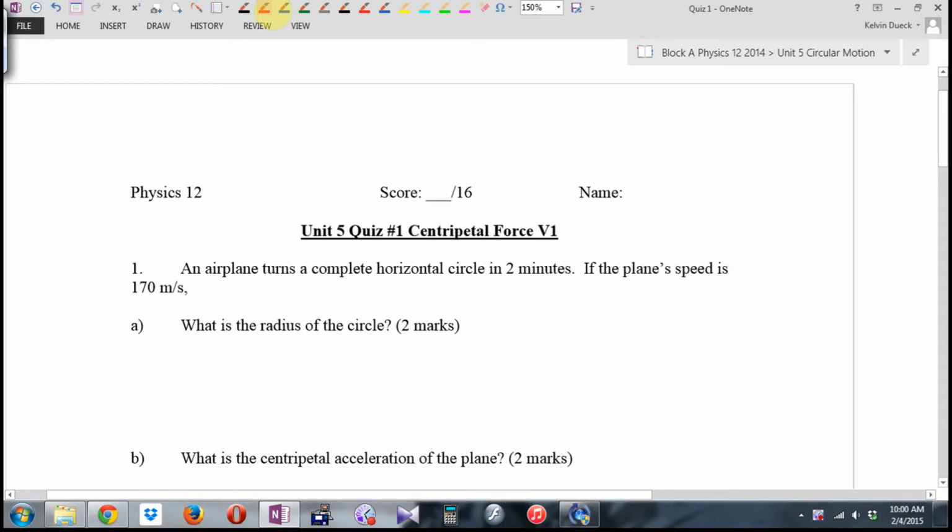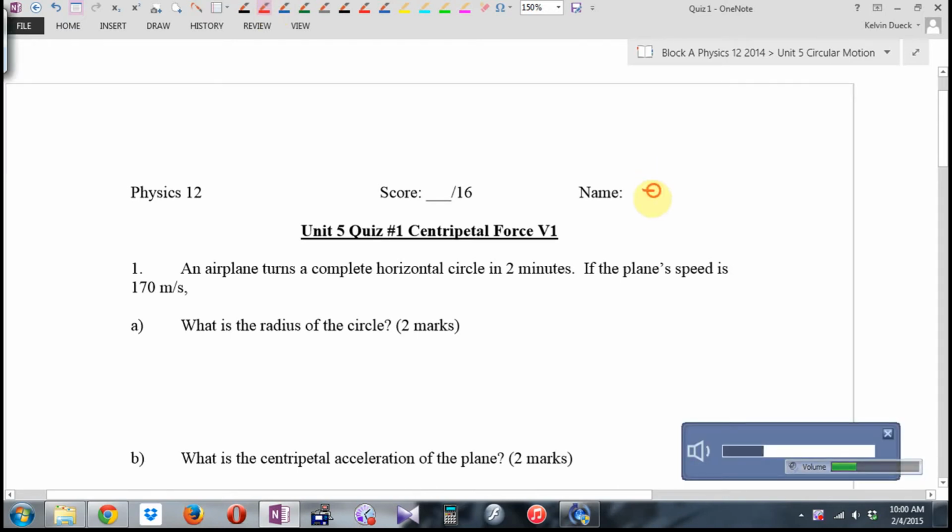So we've been looking at circular motion. My good old favorite student.